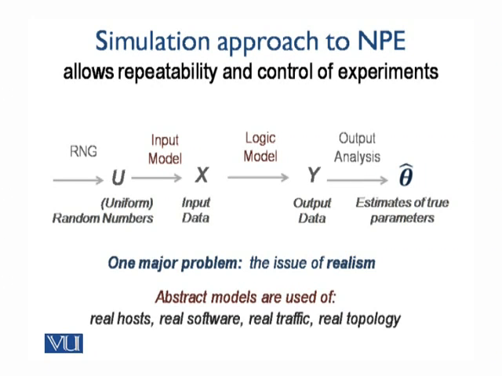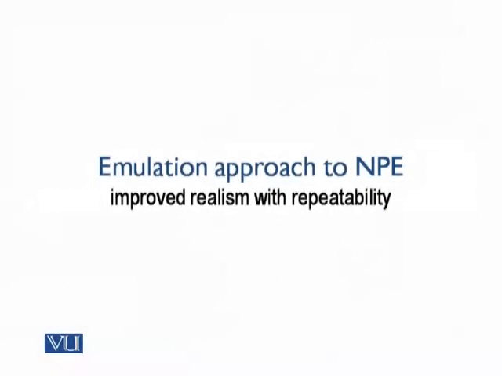So if we want to introduce more realism, we can go to the other extreme of actually having experimentation on the real system. But we can also have a hybrid. And let's talk about that hybrid first. This thing is known as emulation. And this approach to network performance evaluation gives us improved realism with also the ability for repeatability or reproducibility, something that is difficult to do in actual experiments on the real system.